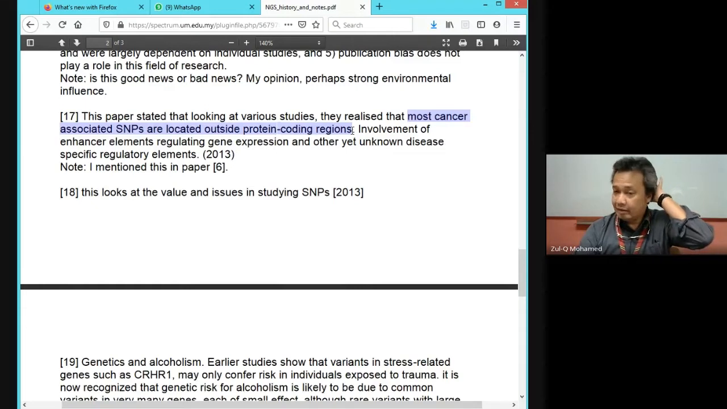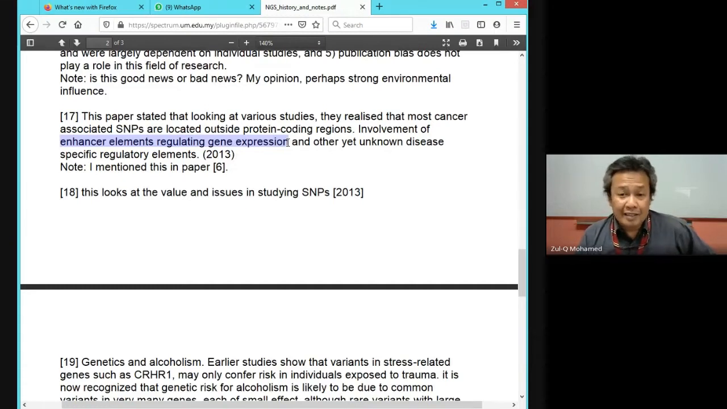Yeah. So involvement of enhancer elements. When you talk about gene expression, you're talking about silencers, enhancers. These are elements. What are elements? Elements are regions. A promoter is an element. Regions within the genome that function as sites for protein binding. So those are elements.